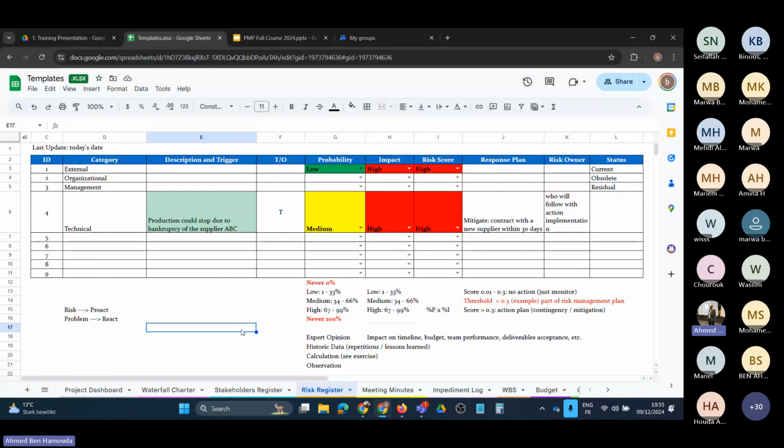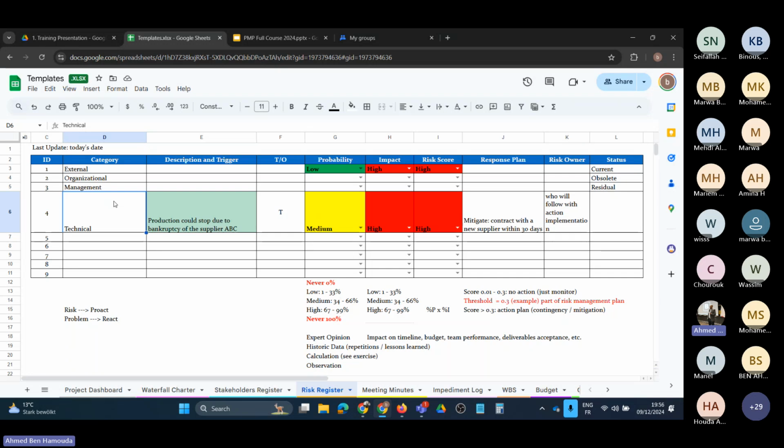Of course, on a program level, it's a little more complex because then you need to check whether it's an overall program risk or it's an individual project risk, or a risk related to a particular project, part of your program. And the same goes for portfolios. So here, we have this risk ID, then the risk category, which is coming from the risk breakdown structure. If it's an external risk, organizational risk, management risk, for example, technical risk, etc.